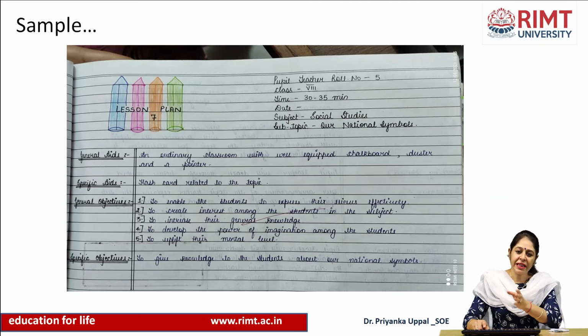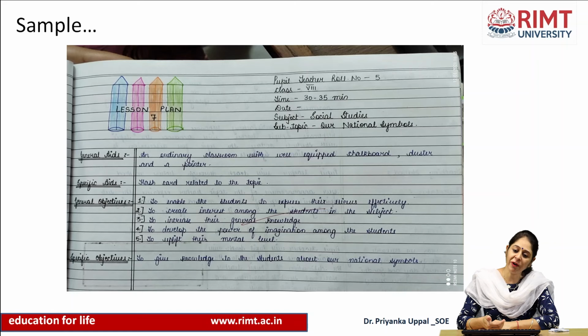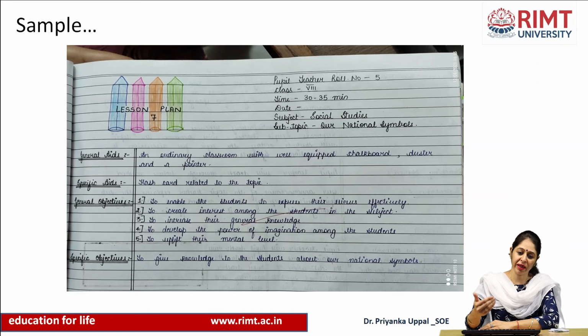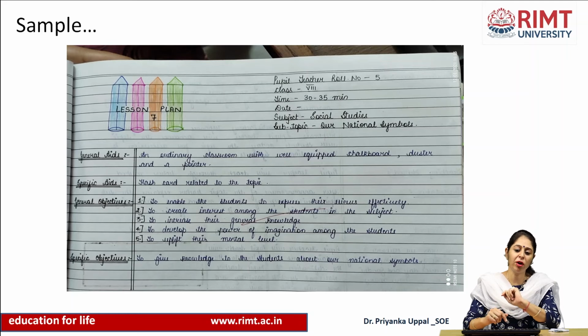After completing each and every step of the lesson plan, here is the picture, or you can say the full-fledged lesson plan is like this. I will explain all the steps again with an example of this lesson plan. First of all, at the beginning or top of the lesson plan is the pupil teacher's roll number, like roll number 5, class 8th, time 30 to 35 minutes, date like today's date, subject social studies, and topic or subtopic is national symbols.